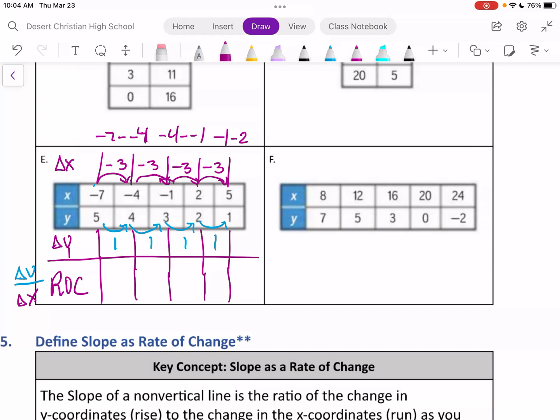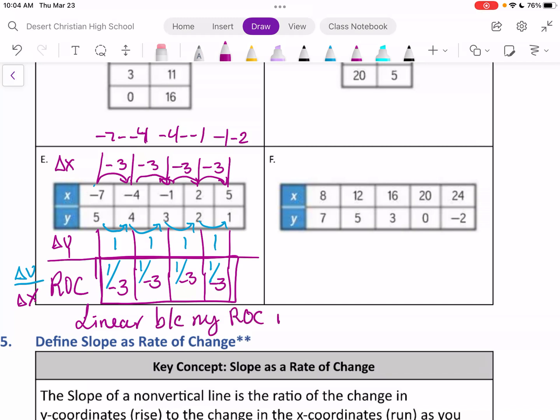So let's put our change in y's first. Change in y over change in x. -3, -3, -3. So is this linear or nonlinear? Well, all of my rates of change are -1/3. So this is linear because my rate of change is constant. I always have the same rate of change.